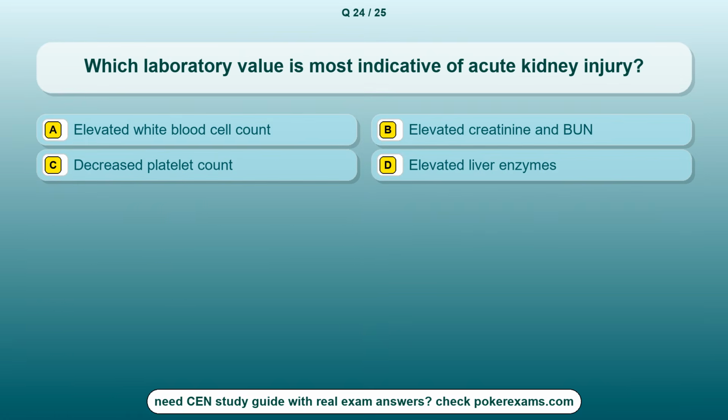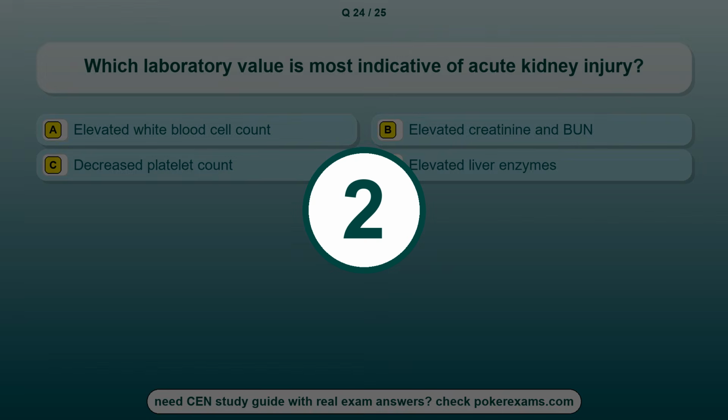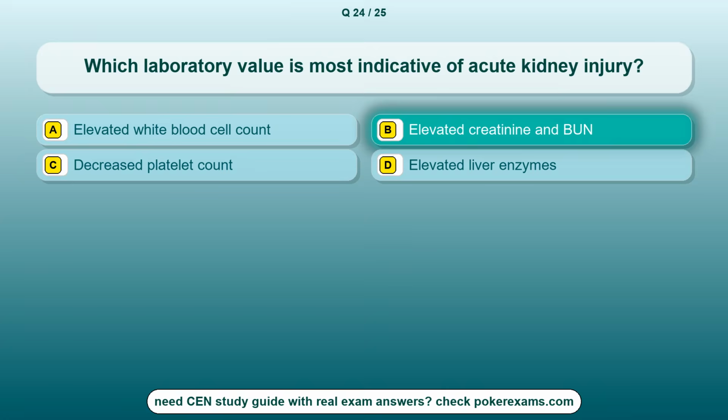Question 24. Which laboratory value is most indicative of acute kidney injury? Option A, elevated white blood cell count. Option B, elevated creatinine and BUN. Option C, decreased platelet count. Option D, elevated liver enzymes. The correct answer is option B, elevated creatinine and BUN.